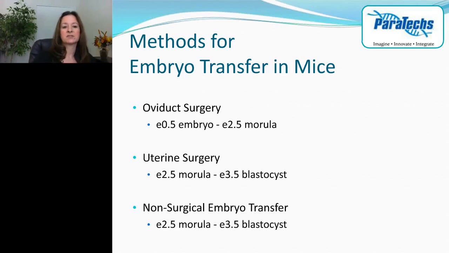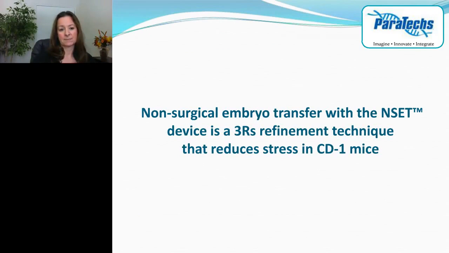An example of refinement in a technique is the non-surgical embryo transfer procedure. There are several methods for embryo transfer in mice. Oviduct surgery is used for early stage embryos. Uterine surgery is used for morula and blastocyst stage embryos, and non-surgical embryo transfer can also be used for morula and blastocyst stage embryos. Non-surgical embryo transfer with the NSET device is a 3 R's refinement technique that reduces stress in mice.